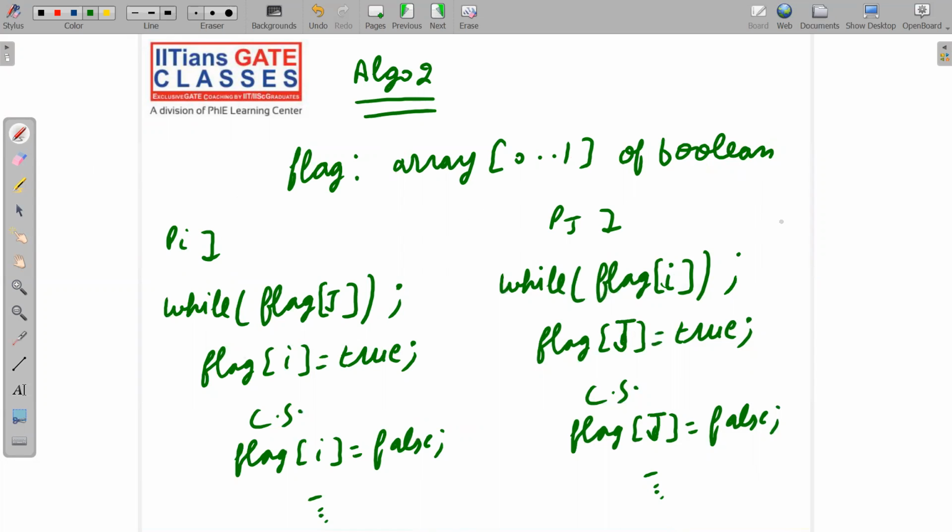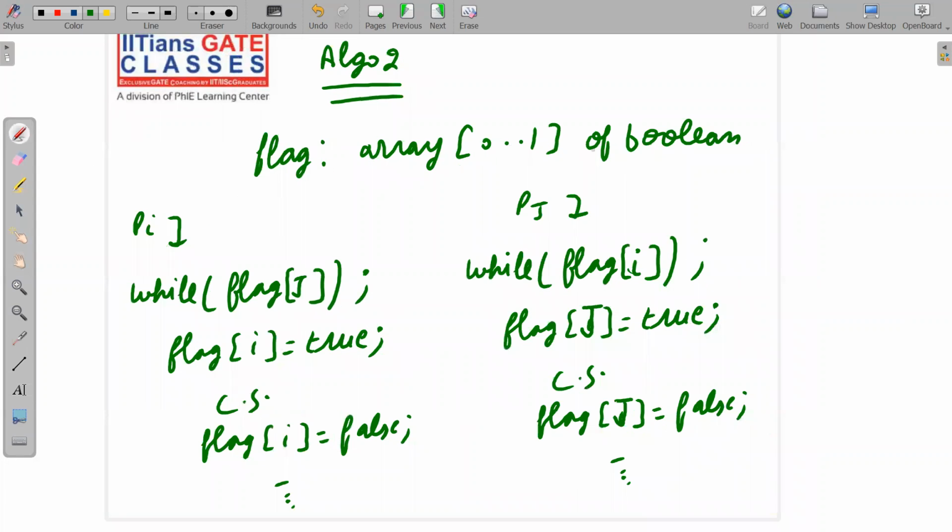So let me tell you. We have to consider the three situations. And by the way, there are actually four cases here. You can imagine this flag I, flag J. They can be either both 0, 0, 0, 0, 1, 1, 0, or 1, 1. Let me write it. So let me solve case number 1, that is, when flag I and flag J both are 0.